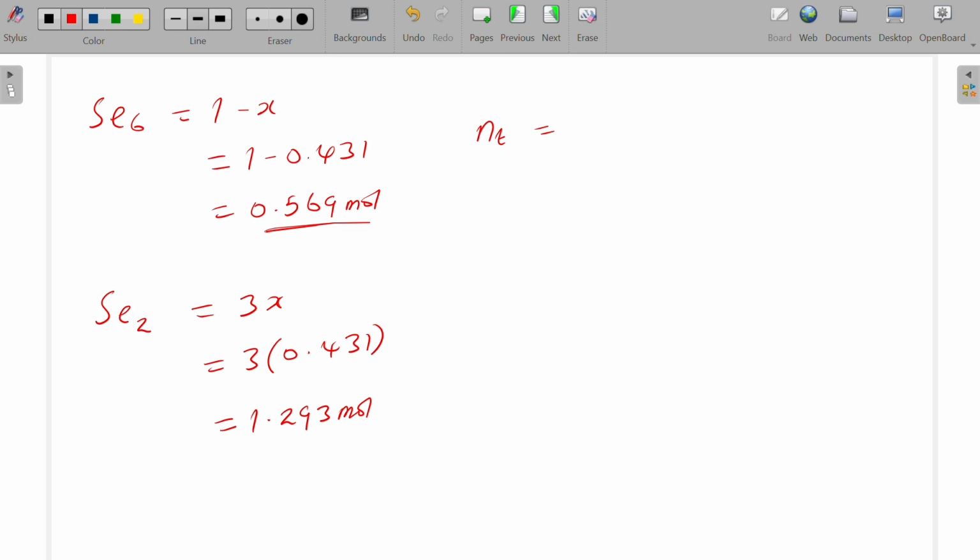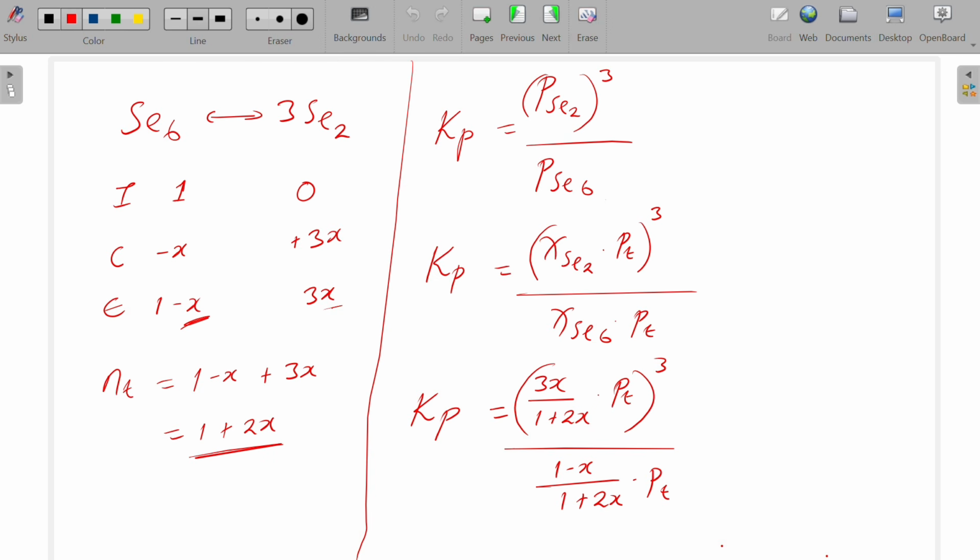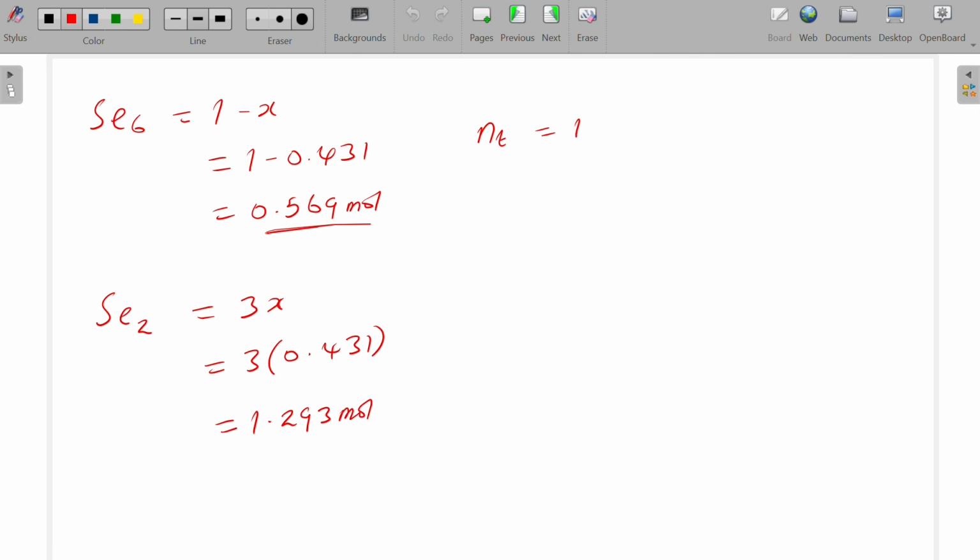Nt is equal to, on the other side, we found that our Nt is equal to 1 plus 2x. So we'll say our Nt is equal to 1 plus 2x. And this is equal to 1 plus 2 multiplied by 0.431. And this will give us an amount of 1.862 moles. So this is the total number of moles.